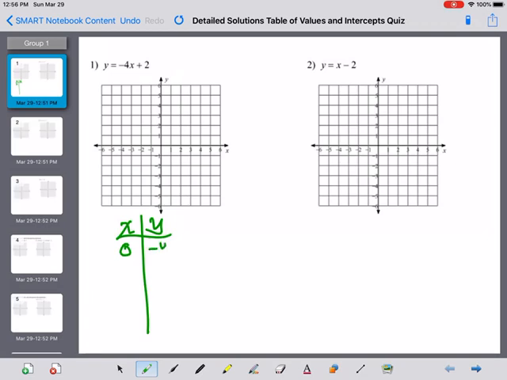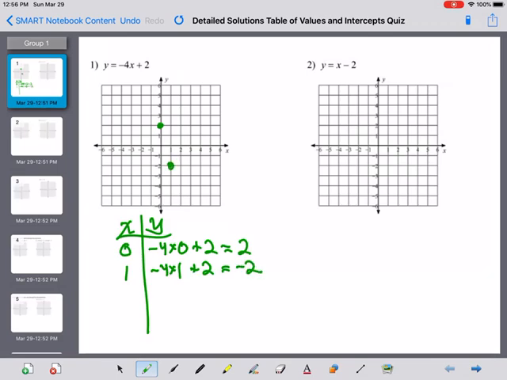So if x is 0, you have -4 times 0 plus 2. In order of operations gives us 2. So 0, 2. And then 1, -4 times 1 is -4. -4 plus 2 is -2.